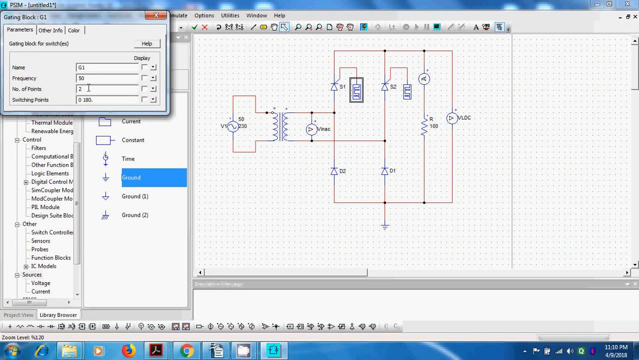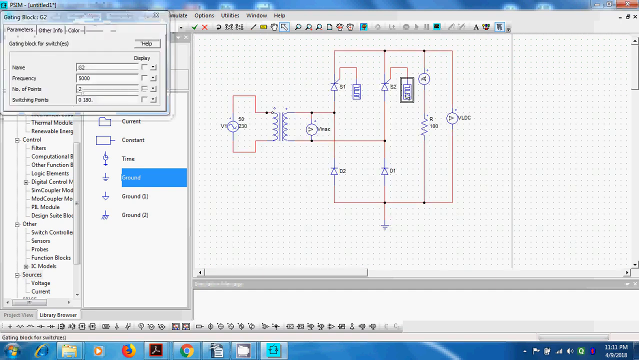Number of points. This will indicate that in a particular cycle, when this particular device should turn on for a particular angle. So definitely my concern is my SCR should turn on at omega t equal to 30 degree, and it should turn off at omega t equal to 180 degree. That is our general theory. So definitely the number of points will be 2, that is starting point and end point. So the firing angle is 30 degree, and it should turn off at 180 degrees. So that is the positive half cycle.